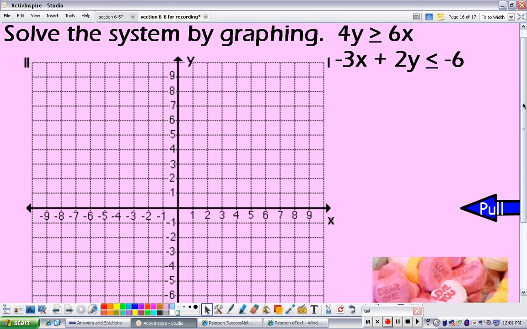Take a look at this example. You'll notice that again, neither one of them is in slope-intercept form, so we're going to put this one in slope-intercept form by dividing both sides by 4. Y is greater than or equal to 3/2 x.